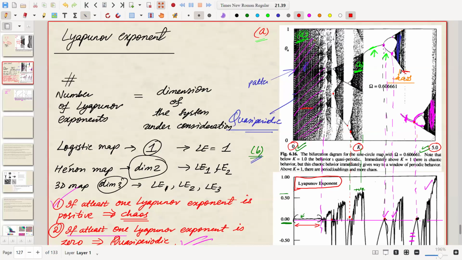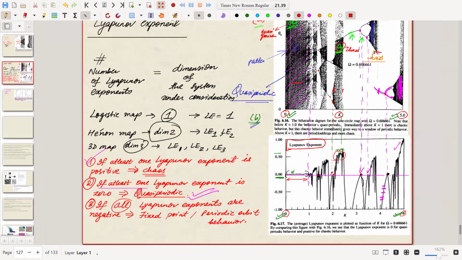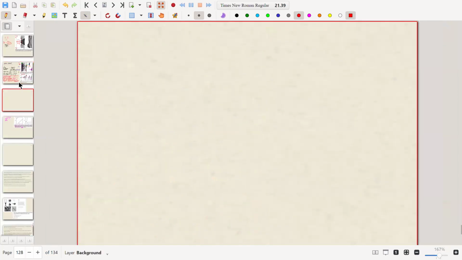And what about region B? In region B, you can see that the Lyapunov exponent is positive. So region A is quasi-periodic, and region B is chaos. It can be asked in the exam, written A, B, C, D, and you have to analyze this whole figure. This is a fundamental concept, so try to read about it.